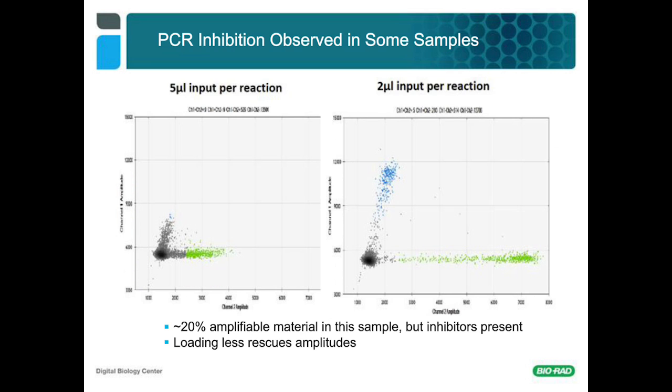As mentioned previously, you can use the 1D and 2D plots information to visualize and troubleshoot your experiment for PCR inhibition. On the left, the sample was loaded with 5 microliters of input, and on the right, 2 microliters. 20% of this material was amplifiable, but the vast amount, 80% or greater, was not, as well as there being inhibitors present. This impacts the positive amplitudes in both the FAM and HEX directions. Loading less sample or diluting your sample out allows for better amplification and accurate quantification.